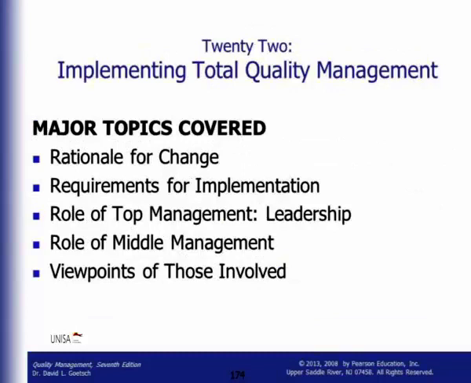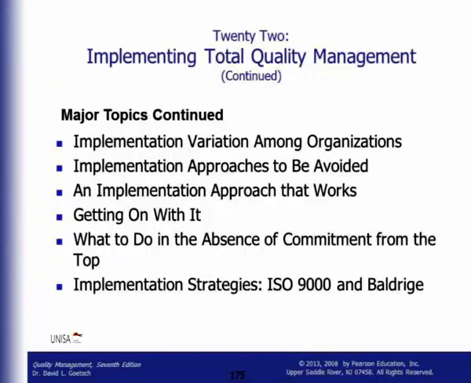We are now on Chapter 22, Implementing Total Quality. Some of the major topics covered here are rationale for change, requirements for implementation, the role of top management, leadership, the role of middle management, viewpoints of those involved, implementation variation among organizations, implementation approaches to be avoided, an implementation approach that works, getting on with it, what to do in the absence of commitment from the top, implementation strategies, ISO 9000 and Baldrige.